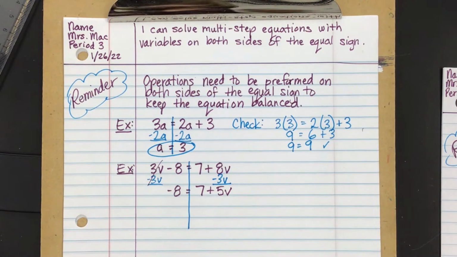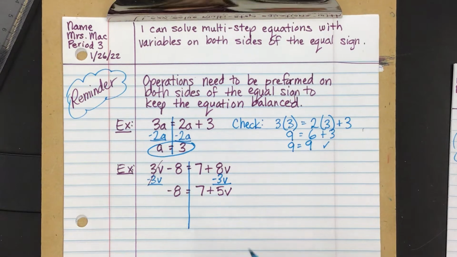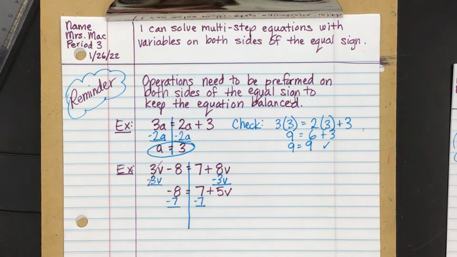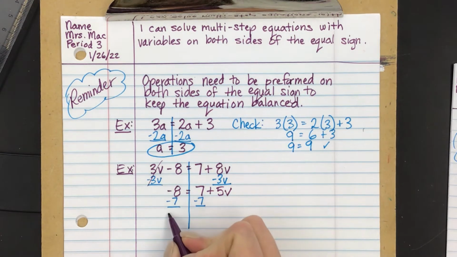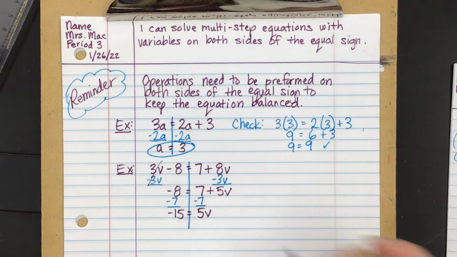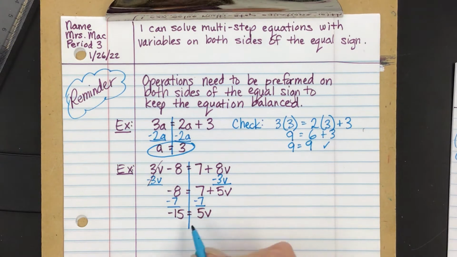Okay, now we've got a simple two-step equation. So I'm going to subtract 7 from here and from here. And I get that negative 15 is equal to 5v. Then I will divide both sides by 5. And I will get that, oops, sorry, this is negative 3 is equal to v.